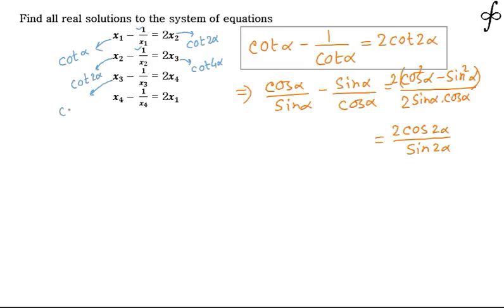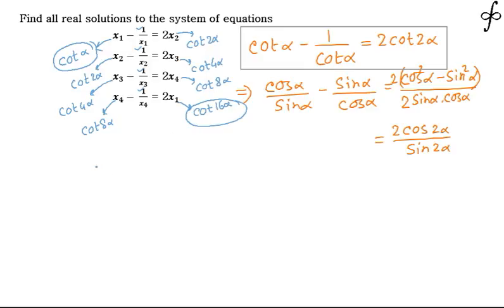Then in the third equation, putting x3 as cot 4 alpha, 1 by x3 will be 1 by cot 4 alpha. Then x4 will come out to be cot double of 4 alpha, that is 8 alpha. Finally in the fourth equation, putting x4 as cot 8 alpha, 1 by x4 will be 1 by cot 8 alpha, and x1 will come out to be cot of double of 8 alpha, that is 16 alpha. So we started by assuming x1 to be cot alpha, and after completing the entire chain, we are again getting back the value of x1 to be cot 16 alpha.